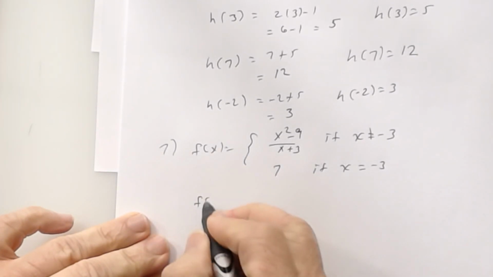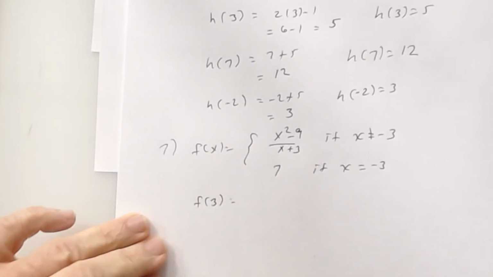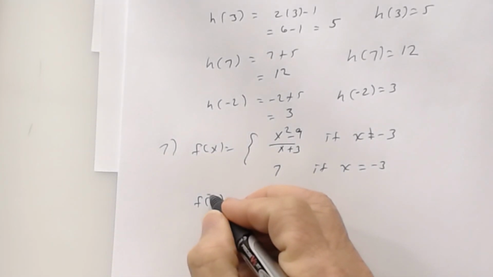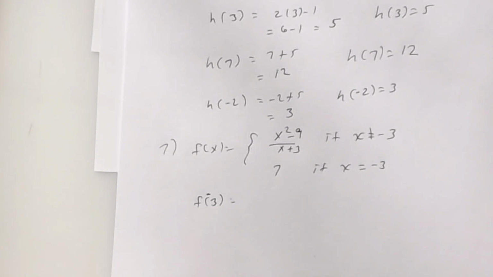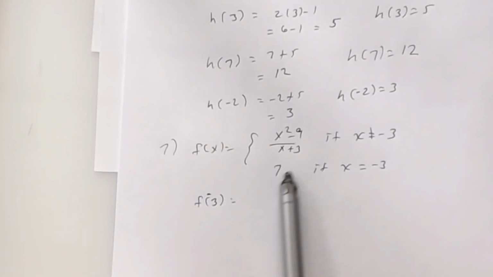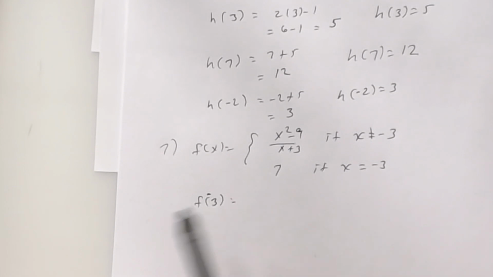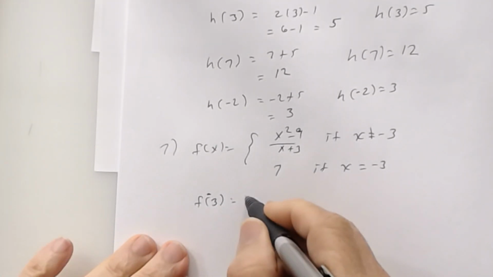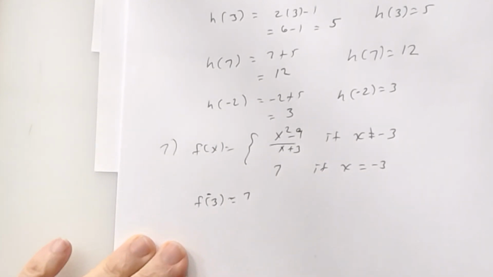All right, let's find f of 3. Let's do that one first. Which one do I use? I didn't mean 3. Let's do negative 3, I'm sorry. F of negative 3. Which one do I use? The bottom. So the bottom function says that y always equals what? 7. There's nothing to substitute. Y always equals 7. So f of negative 3 equals 7.